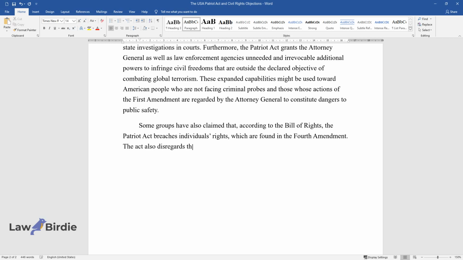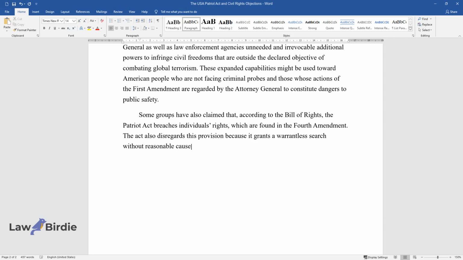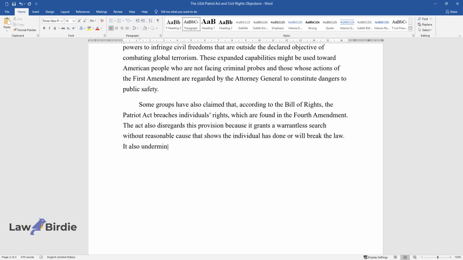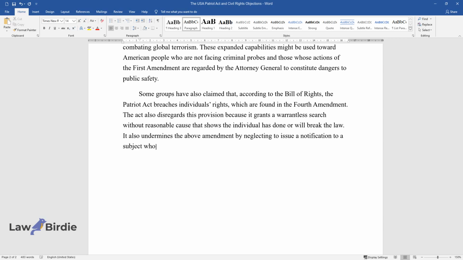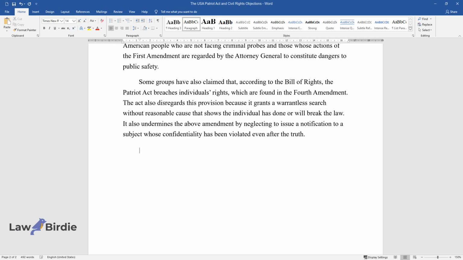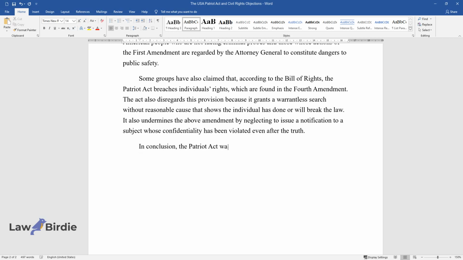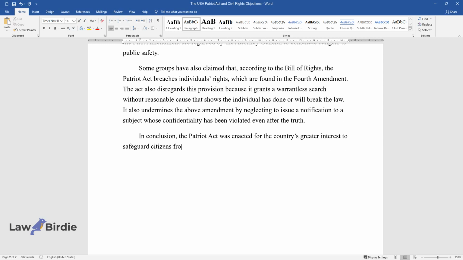The Act also disregards this provision because it grants a warrantless search without reasonable cause that shows the individual has done or will break the law. It also undermines the amendment by neglecting to issue a notification to a subject whose confidentiality has been violated even after the fact. In conclusion, the Patriot Act was enacted for the country's greater interest to safeguard citizens from terror acts and to uncover other misdeeds.